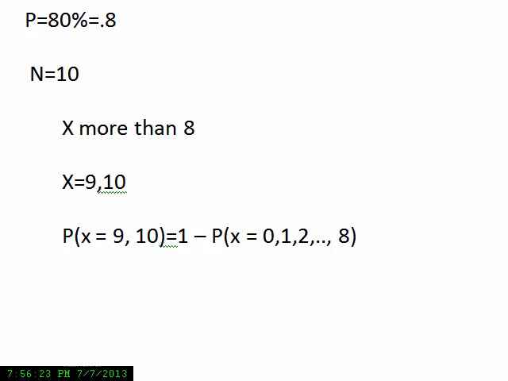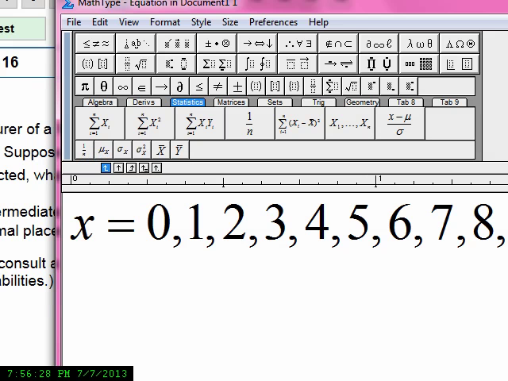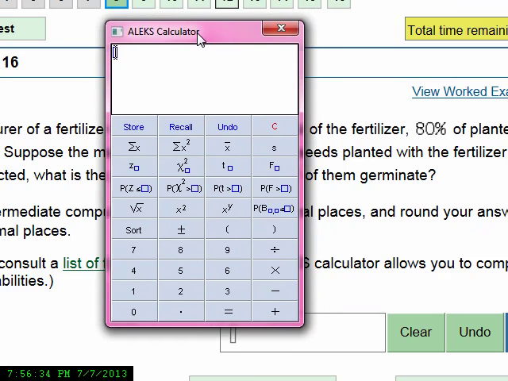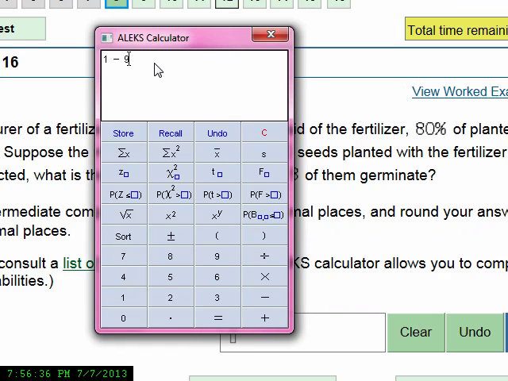And so we're just going to use that on the ALEKS calculator. So let's go out there and do that. All right. So it's going to be 1 minus, and I'm going to hit the probability of B key. N is equal to 10. The probability of one seed germinating is 0.80. All right. And then we want this to be 8.